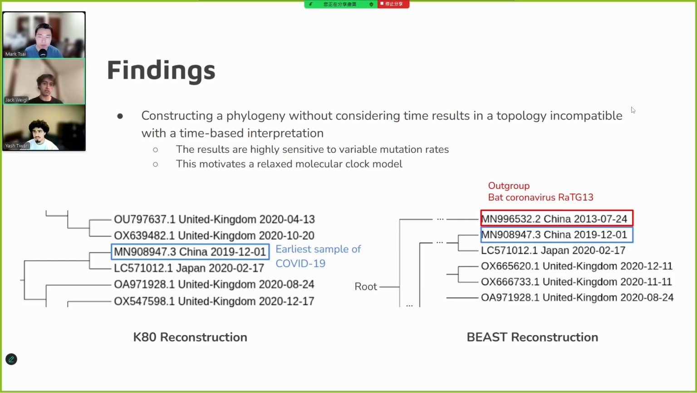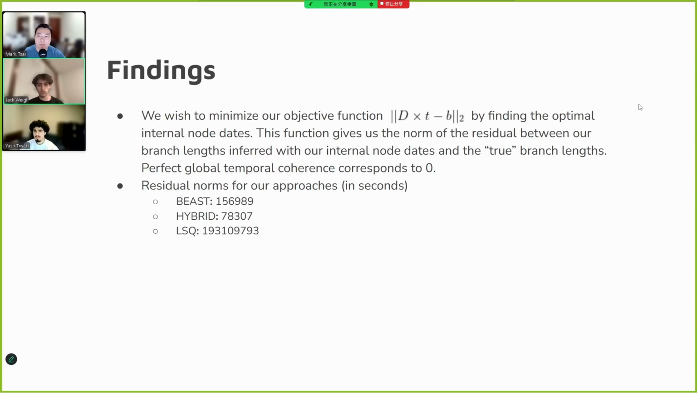Okay, so as Mark was talking about before, with our previous methods, we just found that constructing a phylogeny without considering time from our terminal taxa just results in a very poor topology that's incompatible with time-based interpretations. So that's what motivated these. And then as for our objective function, our measure of temporal global coherence, that's based off the relationship between internal nodes and branch lengths. So we're trying to optimize that with our different strategies. And what we found from our time scaling results with this objective function is that our hybrid approach actually performed the best.